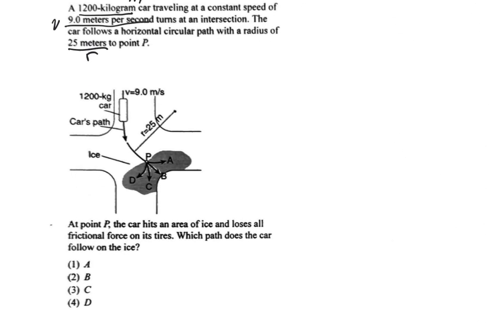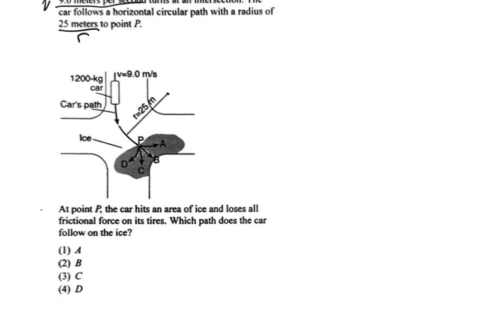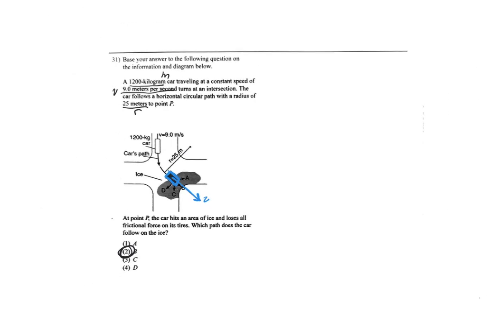But then it says, at point P, the car hits an area of ice and loses all friction force on its tires. Which way is it going to go? That's when the car is at point P right here. I don't know if you can see that. Maybe you can change the color. There's the car right there. If it loses its friction, it goes in the direction of its last velocity, which is this way. When it's at that position, it goes straight forwards. And so what would that be? It would be B. Choice 2 for number 31.